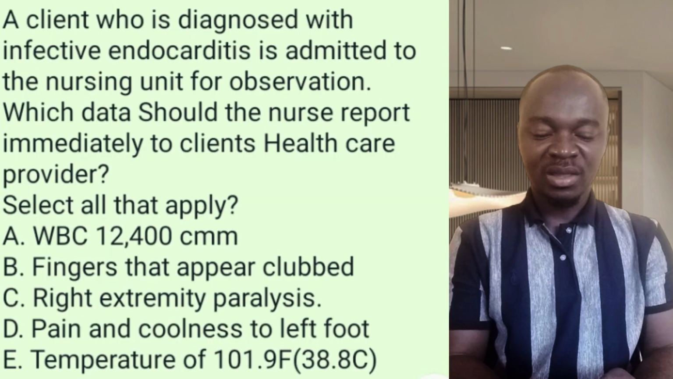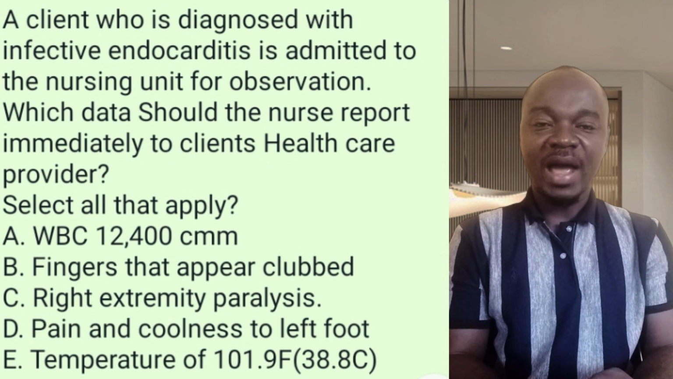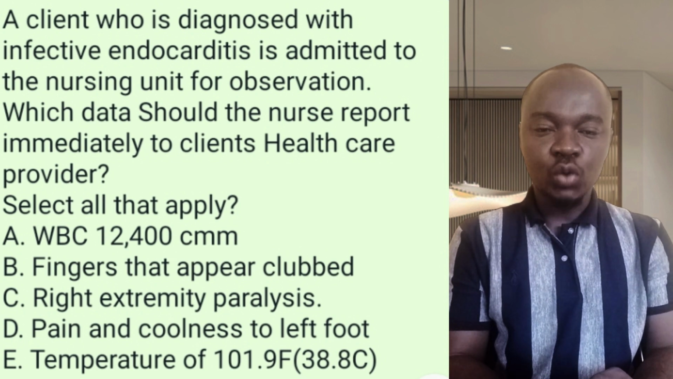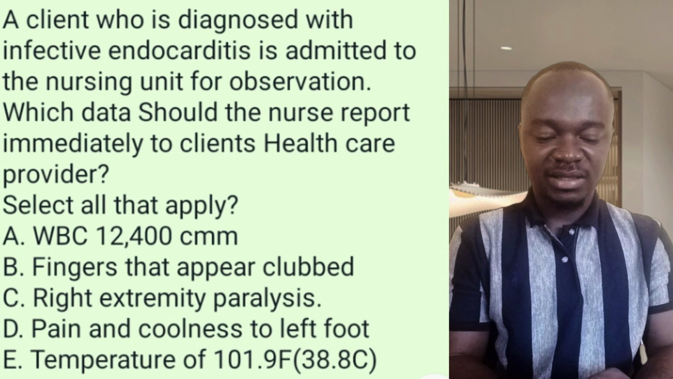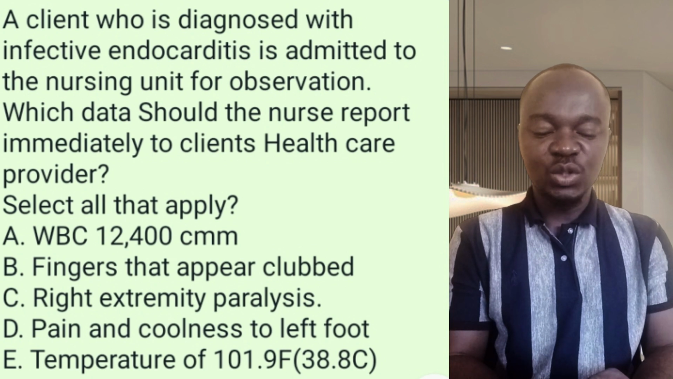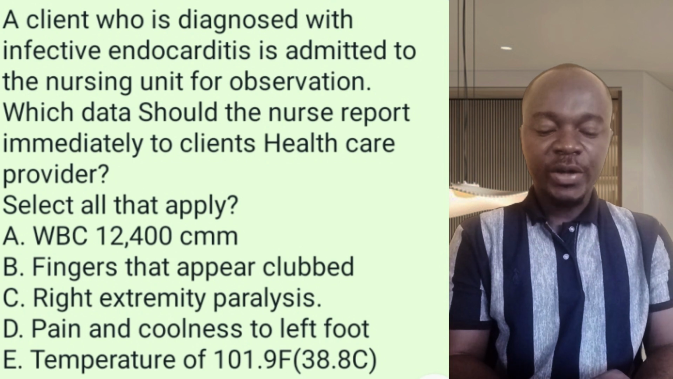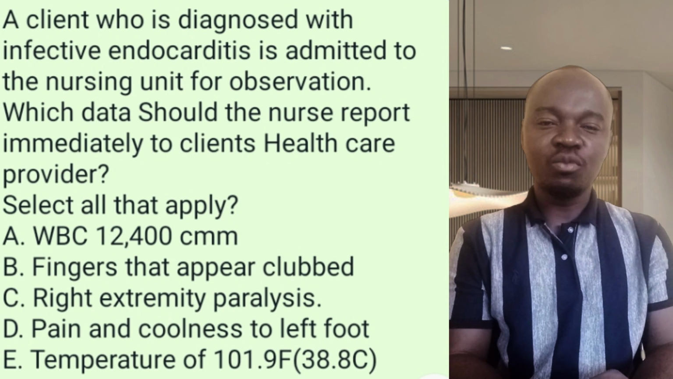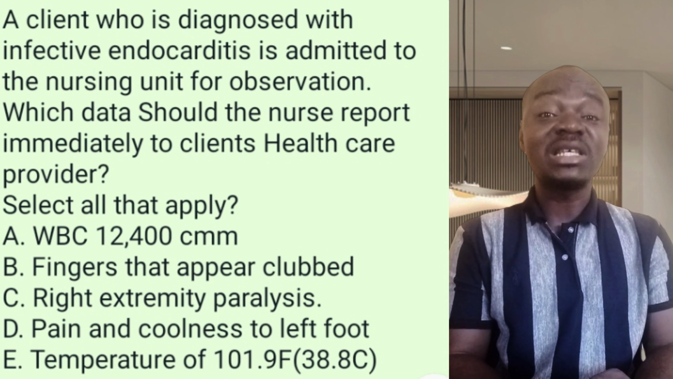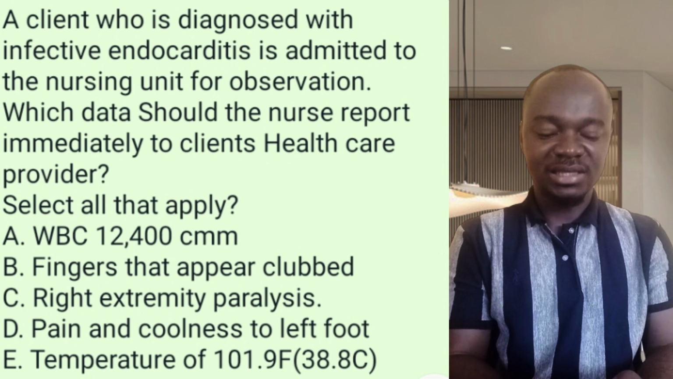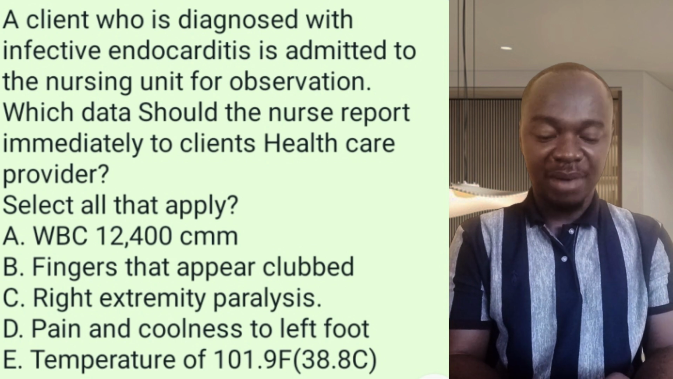Okay, a last question. Now, a client who is diagnosed with infective endocarditis is admitted to the nursing unit for observation. Which assessment data should the nurse report immediately to the client's healthcare provider? So what will be the assessment data that you need to report immediately? Take note. Let's see the options. Select all that apply.